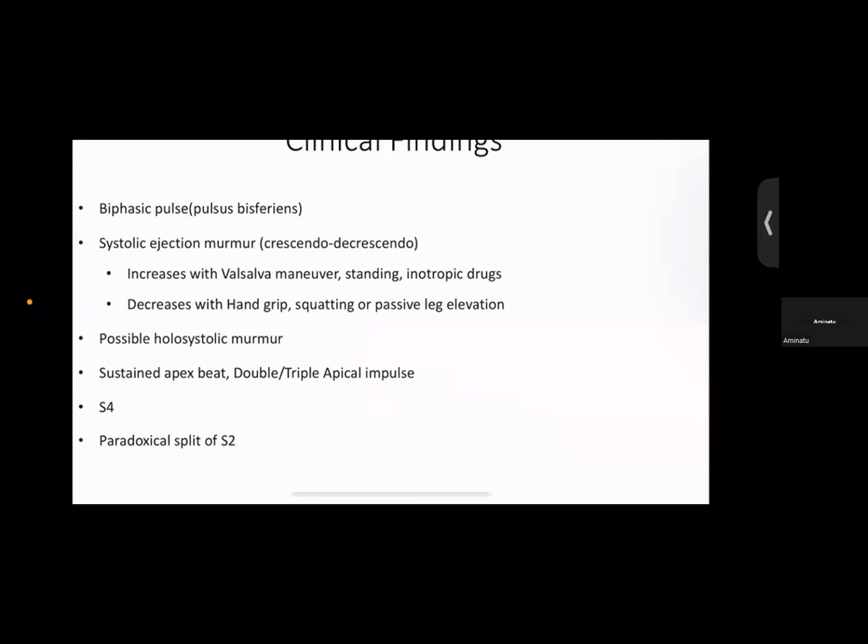There is a sustained beat, a double or true apical impulse. There could be an S4, and then there is a paradoxical splitting of S2.